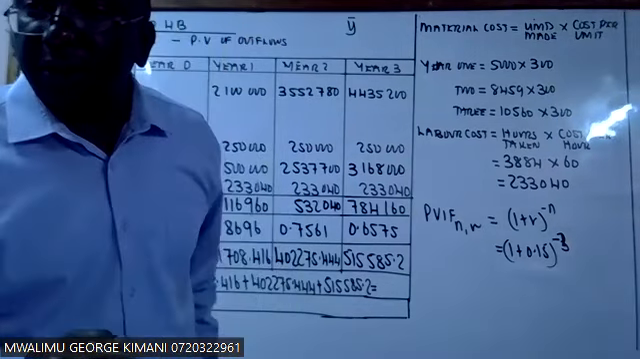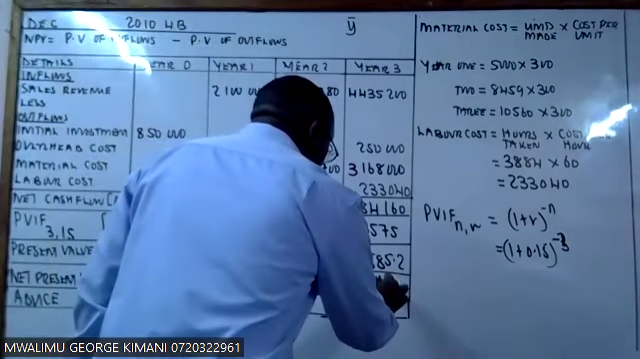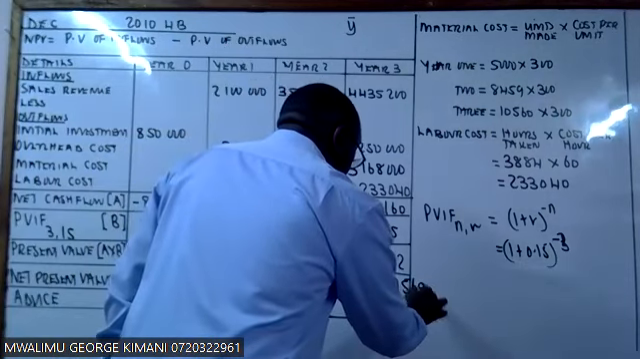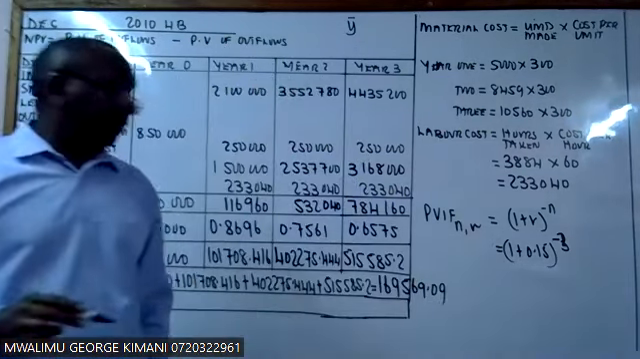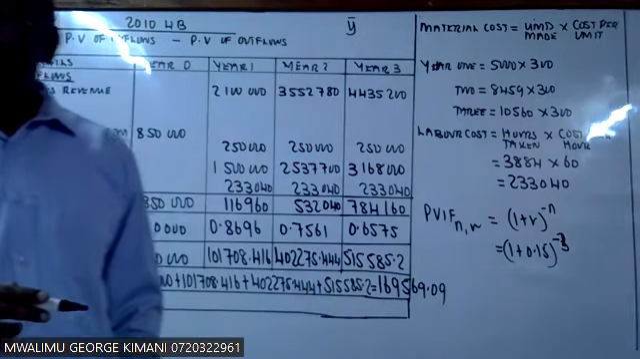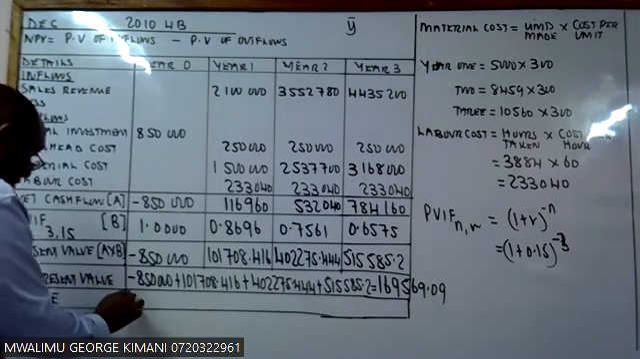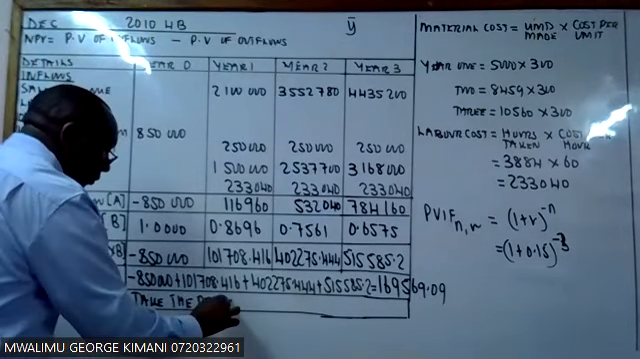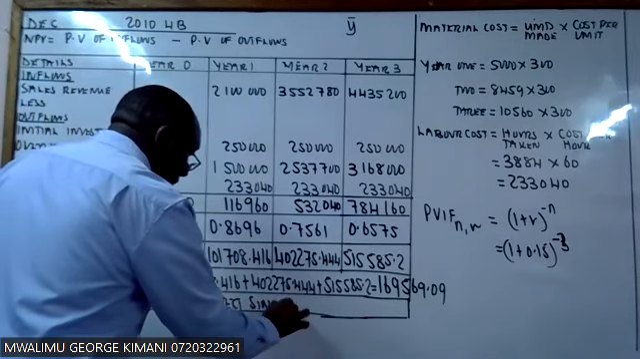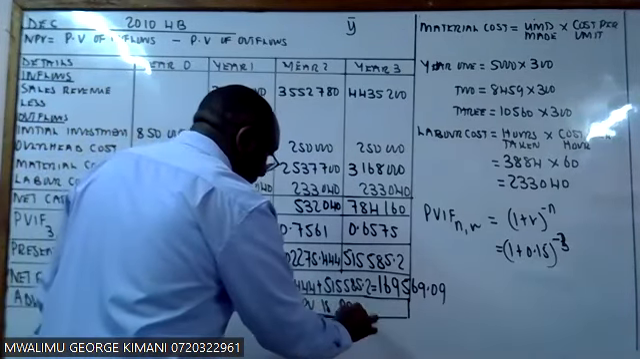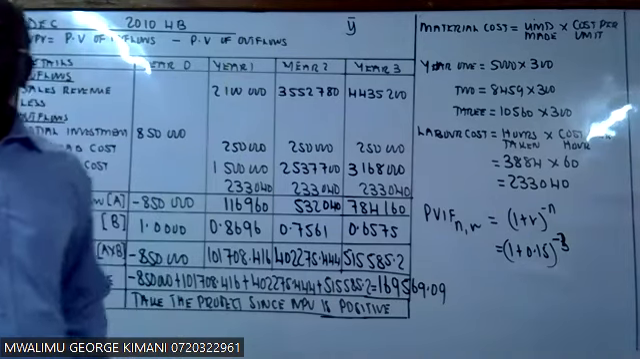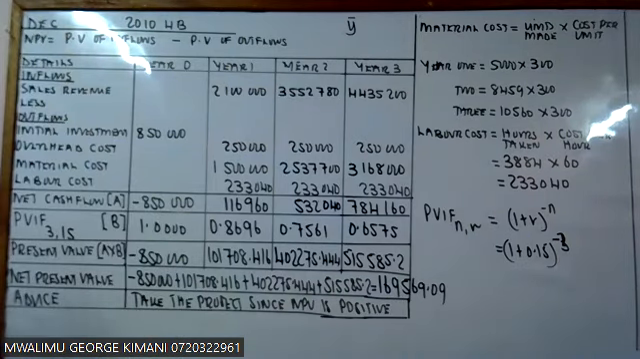We are getting 169,569.06. So here we will tell them to take the project, since NPV is positive. Take the project since NPV is positive.